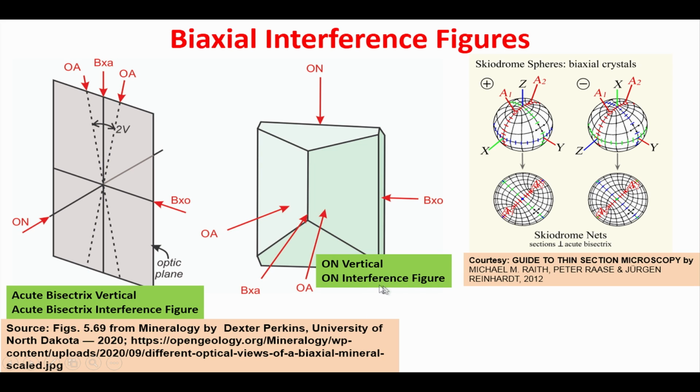In the sky-drawn diagram here, you can have a situation where the acute bisectrix is vertical. In this case, it is shown as Z, and you have these two optic axes. When Z is the acute bisectrix, the optic sign is called biaxial positive. When X is the bisector of the acute angle, then we call it biaxial negative.